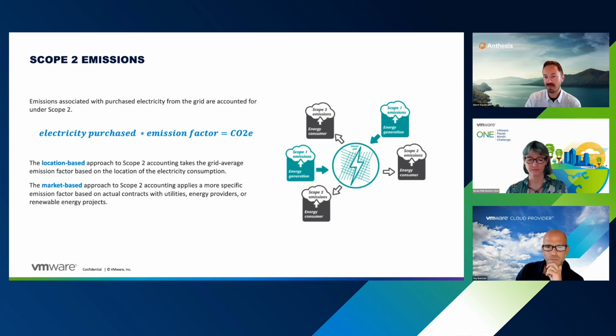The market-based method allows us to say, no, we're going to take control over where electricity comes from through specified contracts, and that's going to allow us to realize emissions reductions, because now we're sourcing from somewhere that has a lower emission factor than the grid average.